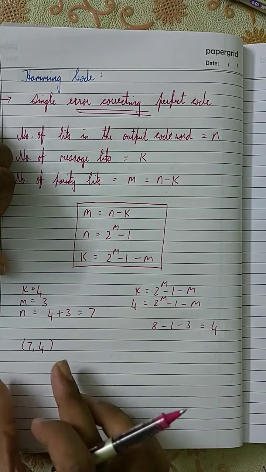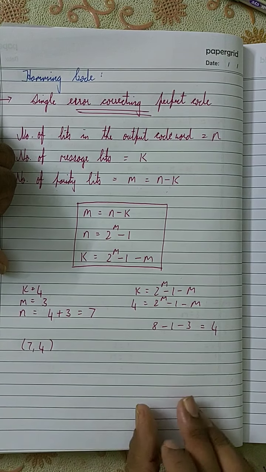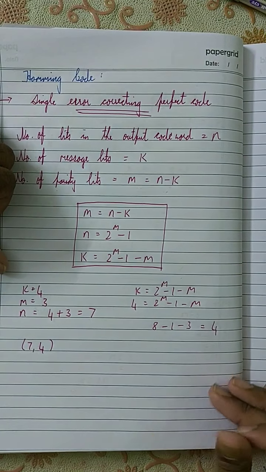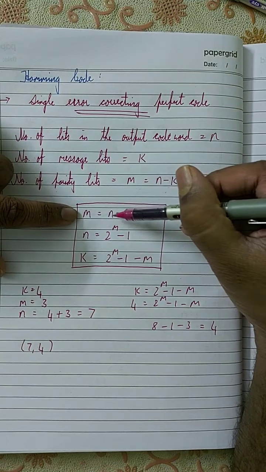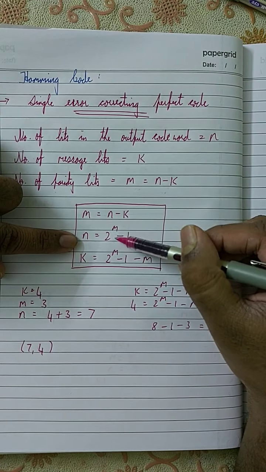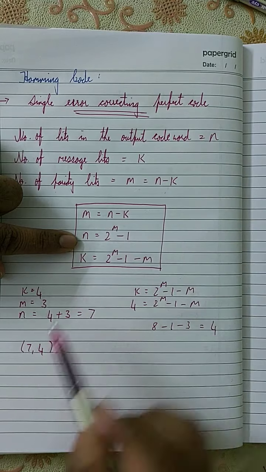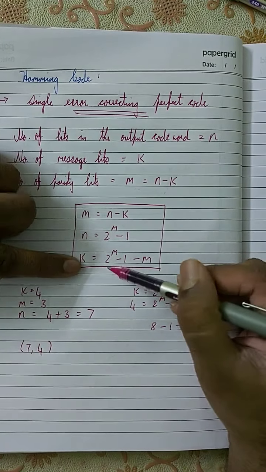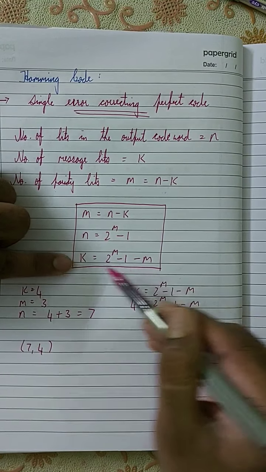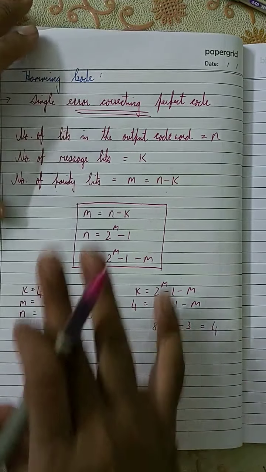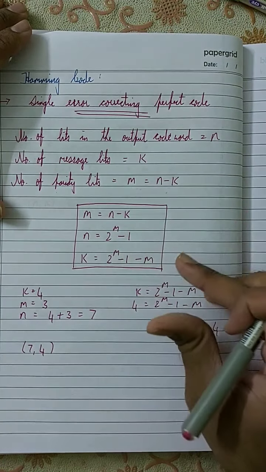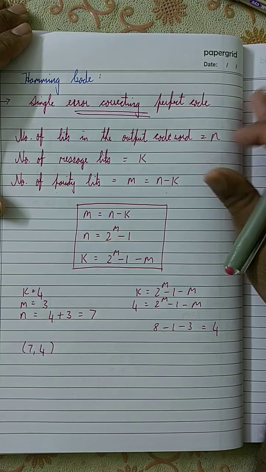Which means if you want to encode your message with a Hamming code, you should use a 7/4 linear block code. That is, a 7/4 is an example of a Hamming code, because a 7/4 linear block code satisfies all these three equations. Here you see that m is equal to 7 minus 4, which is equal to 3, and we know n is equal to 2 raised to 3 minus 1, which is 8 minus 1, which is equal to 7, and here k is equal to 2 raised to 3 minus 1 minus 3, which is equal to 4. So any pair of numbers that satisfies these three equations can be used as a Hamming code.